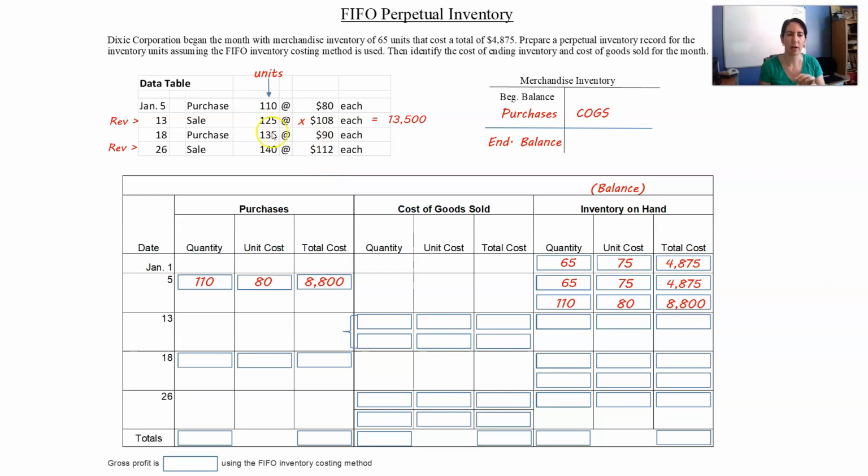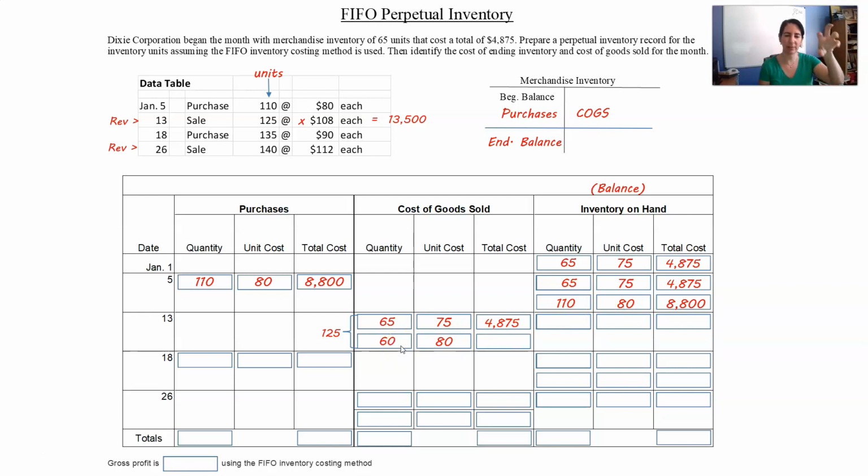If we sold 125 units, the question is which layer did we sell from? We're selling the oldest inventory first because it's FIFO. So we have 65 of the $75 ones, and we've got 110 of the $80 ones, but we're selling 125 units in total. FIFO says first in, first out. The oldest ones go first. So of that 125 units, we're going to sell 65 of the $75 ones, and we still need another 60 because we're selling 125 of them. So we're going to pull from this 110 layer, this $80 layer. We're going to sell 60 of the $80 ones.